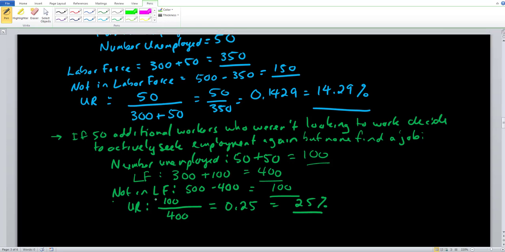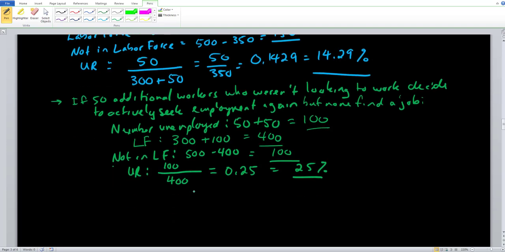So notice that the unemployment rate is only taking the ratio of those that don't have a job against those that are in the labor force. It's not taking against everybody within the economy or the entire population. And of course, we can add just a little bit more complexity with this problem here and go ahead and assume, what happens if half of these workers actually found a job?